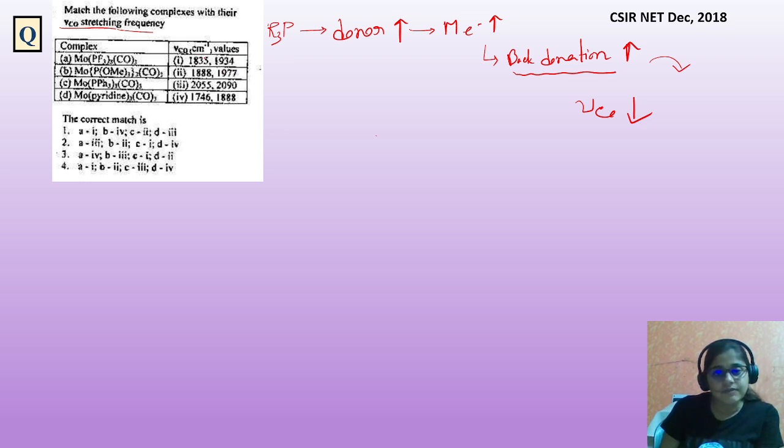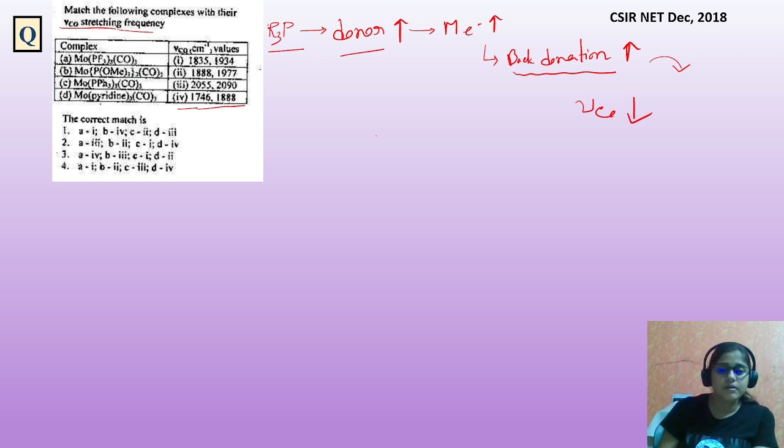The least value is in option 4. Okay, we got the least value of νCO. Now what do we want? We want that phosphorus ligand which has the highest donor capability. So we know when alkyl groups are present, that time. So here in which option is an alkyl group present? No alkyl group is present there. Okay, fine, forget about this.